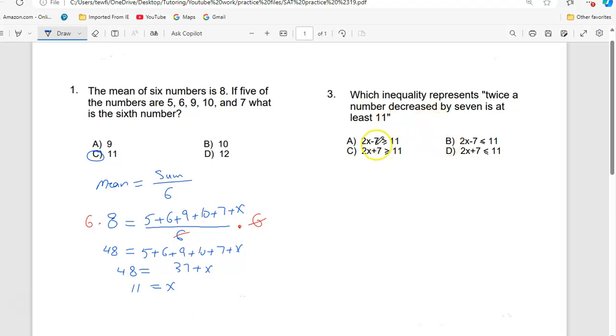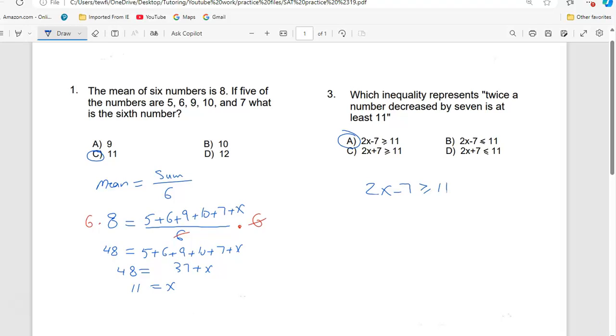So far our answer should be choice A or B. But when it says at least, what's at least? At least is greater than or equal. So our answer should be 2x minus 7 is greater than or equal to 11. So our answer is A.